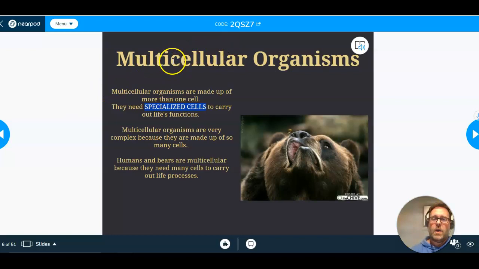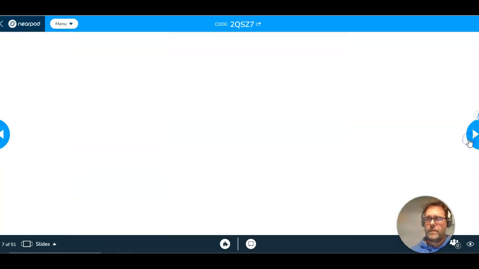Again, how do I know it's a multicellular organism? Because it's made up of more than one cell. And they need specialized cells in order to survive.